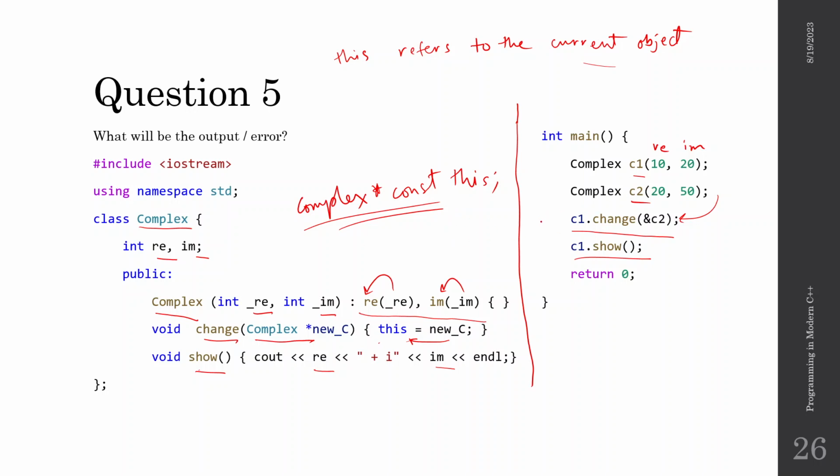The objects themselves can be modified. For example, you can write this->re = 2. This is allowed because the c1 and c2 objects are not const. But you cannot write something that changes the value of this itself, because this is a constant pointer. So here there will be an error.